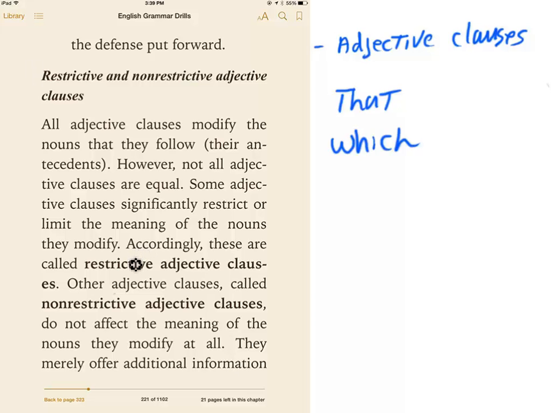It says, all adjective clauses modify the nouns that they follow. They're antecedents, okay? However, not all adjective clauses are equal. Some adjective clauses significantly restrict or limit the meaning of the nouns they modify, and these are called restrictive. And some are called non-restrictive. They do not affect the meaning of the nouns they modify at all. They just give additional information, okay? So those are big words there. So let's take a look at some examples.